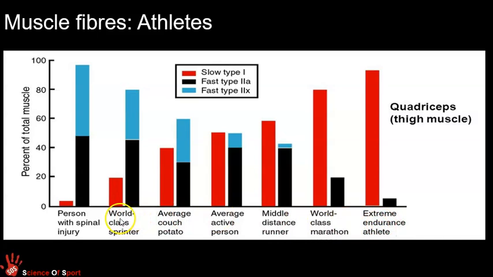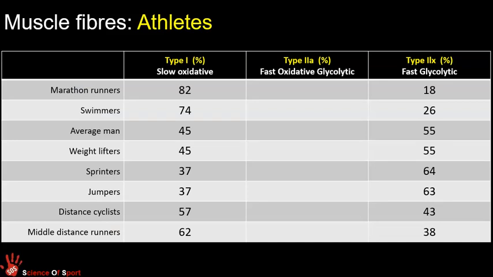The more we go this way, the more they've got fast glycolytic, and that's dependent on the event they take part in. Similarly, but perhaps in tabular form, we've got information about the percentage of each type of fibre different athletes might have. So we've looked typically at our endurance athletes having a high proportion of type 1 fibres and having less type 2.